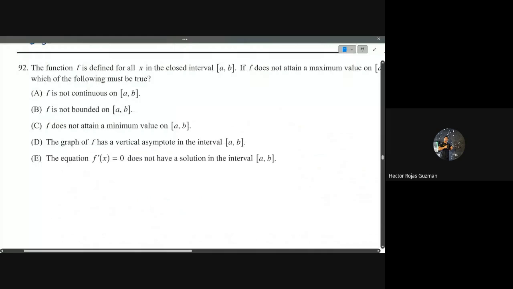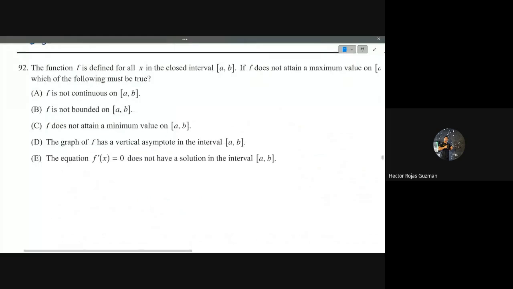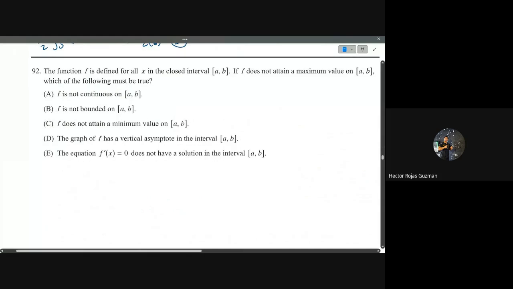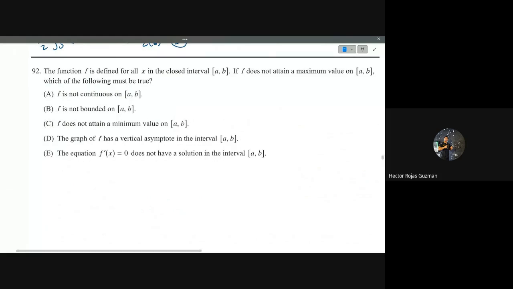Number 92. The function f is defined for all x on the closed interval from a to b. If f does not attain a maximum value, which of the following must be true? Okay. f is defined for all x values, which means there are no infinite discontinuities, though there could be a jump discontinuity.